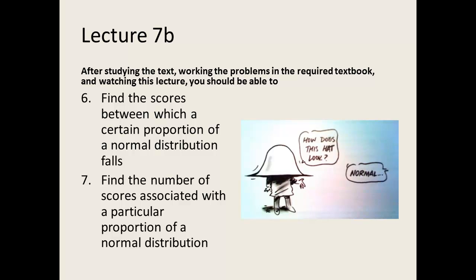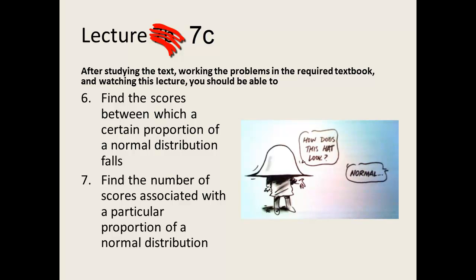Okay, this is actually lecture 7C, sorry for the typo at the top there. In this lecture we are going to find scores between which a certain proportion of a normal distribution falls. The key word there being finding the score this time rather than finding the proportion. And finally, finding the number of scores associated with a particular proportion.